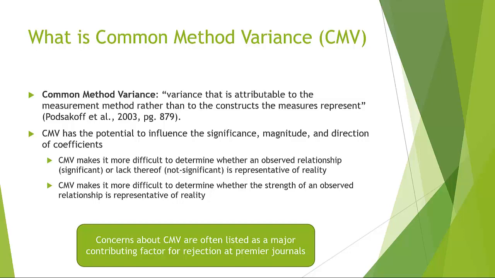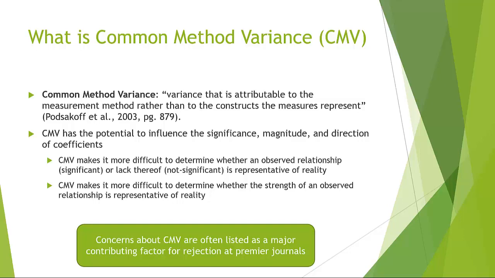Common method variance can make it much more difficult to determine whether an observed relationship, or a relationship that's not been observed, actually occurs in reality. This is often important to indicating whether hypotheses were supported or not supported. But it can also make it difficult to determine whether an effect size is meaningful in reality. So it's not just about whether a relationship is significant, but about the strength of that relationship. If the effect size is large, then there's a more meaningful relationship there.